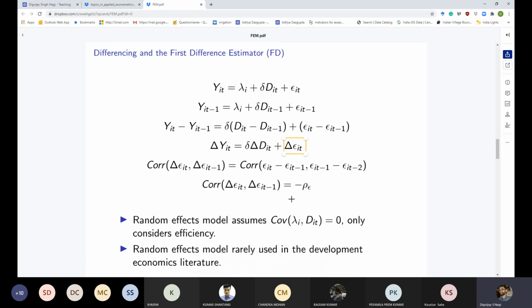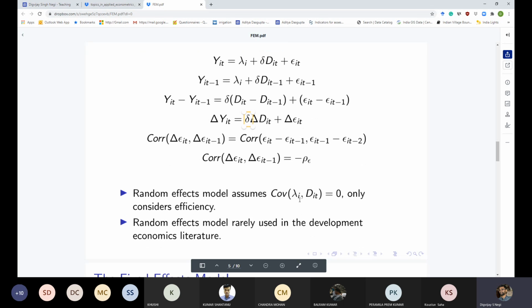What is happening is that this is a problem with the efficiency of the estimate delta, because now the error terms are serially correlated. So first differencing is another way of fixing this problem.